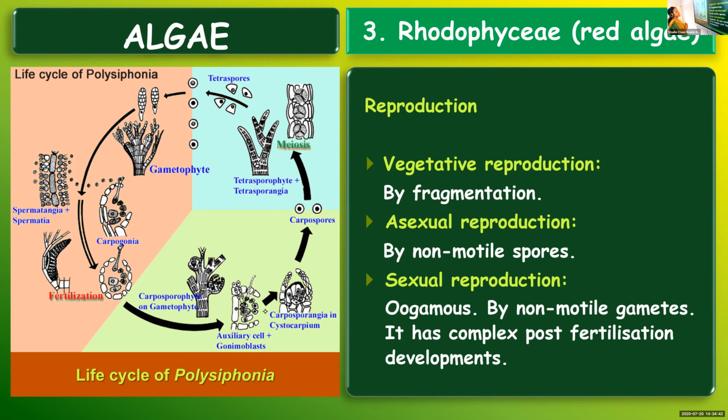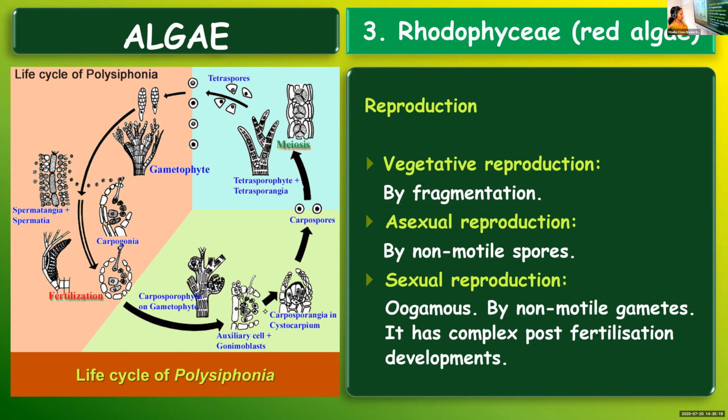Reproduction, vegetative reproduction. Here also more or less the same thing. Vegetative reproduction takes place by fragmentation, same as that of brown algae. But asexual reproduction is by non-motile spores. But in brown algae, what we learned? It is by means of motile flagellated zoospores. But here, non-motile spores.